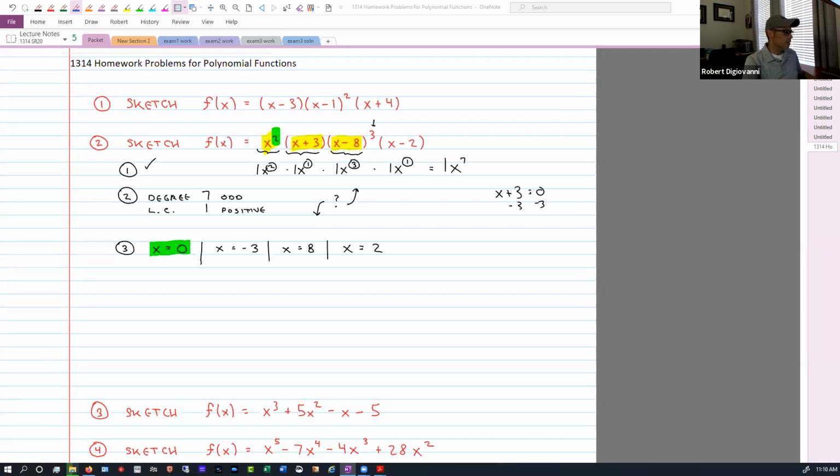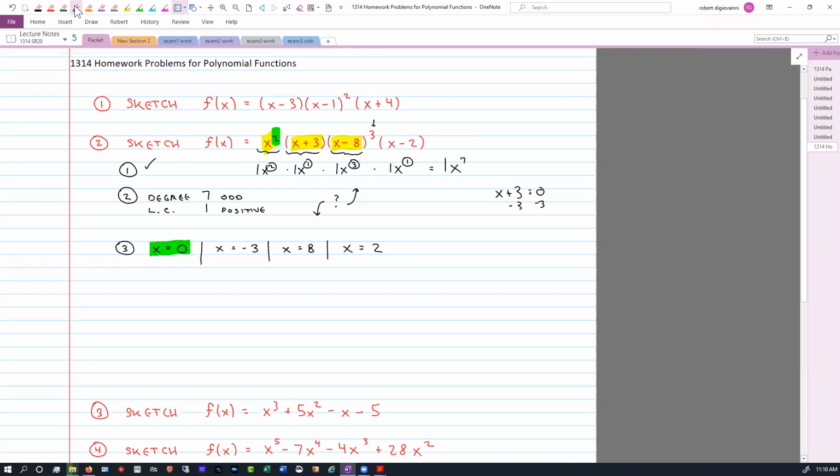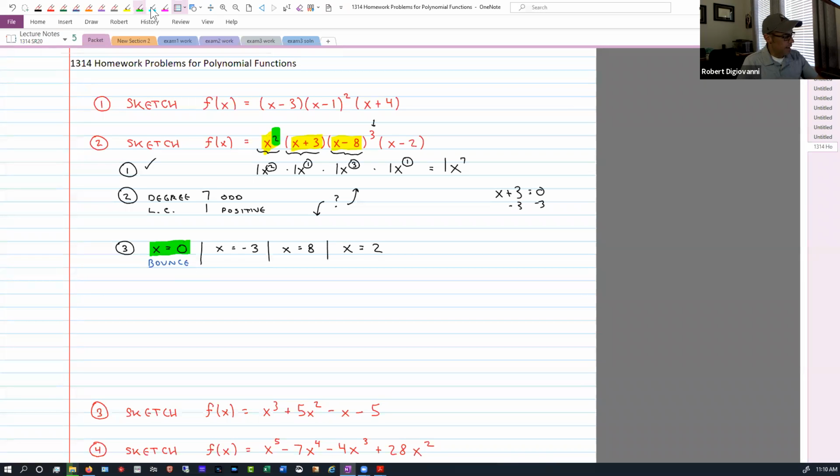It's weird. Okay, so do we bounce or cross at 0? Because we have a power of 2 there. You bounce. Okay, so we're going to bounce here. And if we look at x equals -3, the power on that factor was whatever power's up there in green, and since it's not there, it's really a 1. And what we're looking for is odd or even here. So 1 is an odd number, so we should cross here.